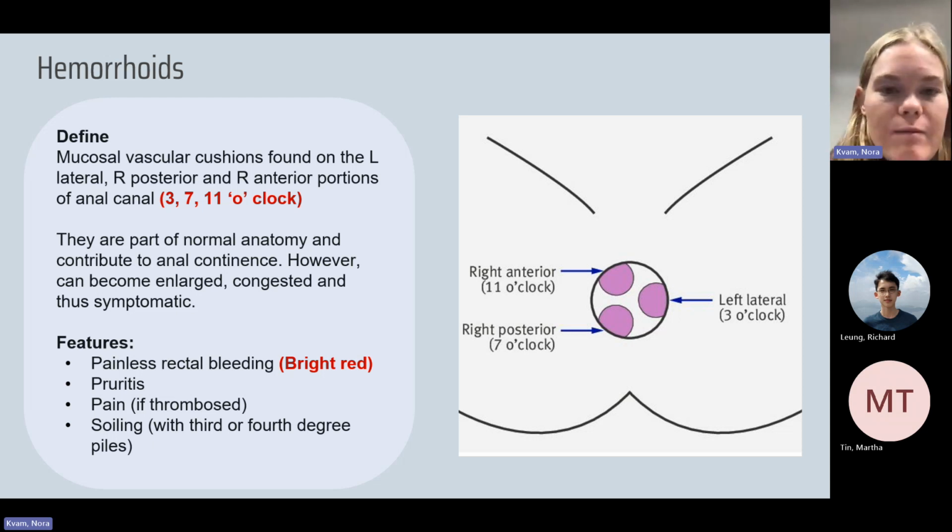So the patients won't complain of pain necessarily when passing the stool. More than anything, they'll complain of this bright red blood, but also itching in the anal area, so pruritus. Pain can happen if there's stasis of blood flow in these anal cushions. So the blood vessels expand and expand and expand, and over time it can cause the blood to pool in the cushions, and that can cause pain. And then, of course, you can get incontinence because these cushions control these sphincters. So if they become defective, then you can get incontinence.